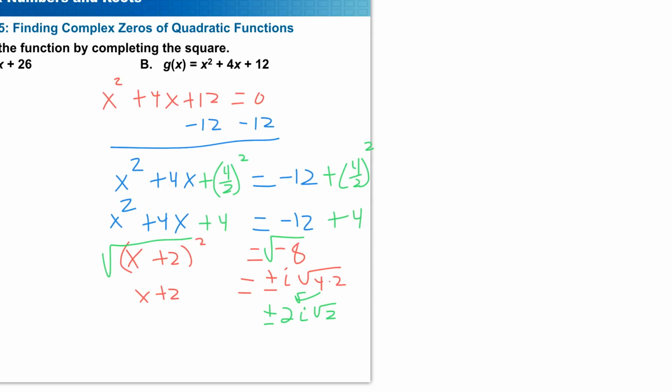This has to stay inside because we can't square root that and get a nice number. And then our last step will be to subtract 2 from the first part of the equation. Now we have x equals negative 2 plus and minus 2I square root of 2. Alright, that's it for this lesson.